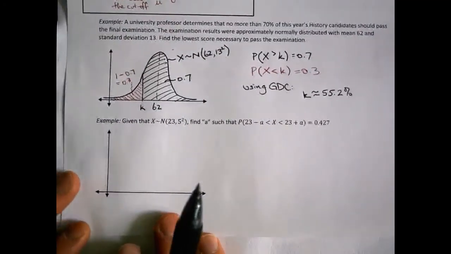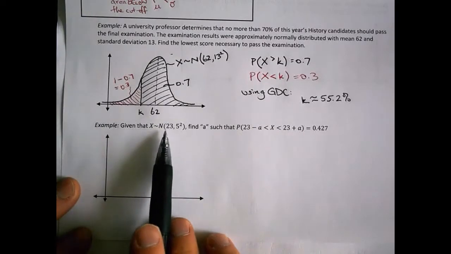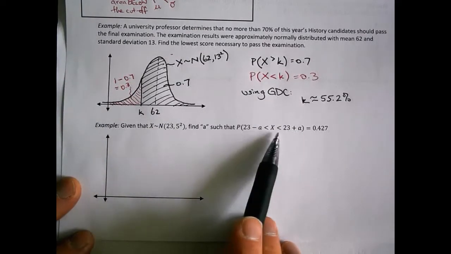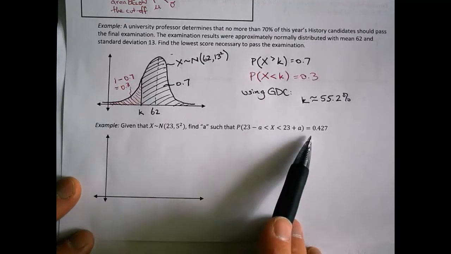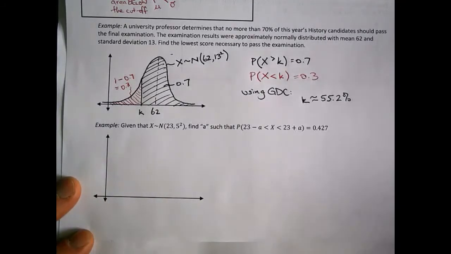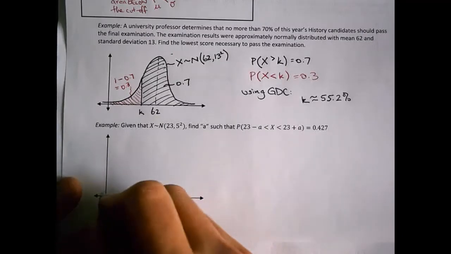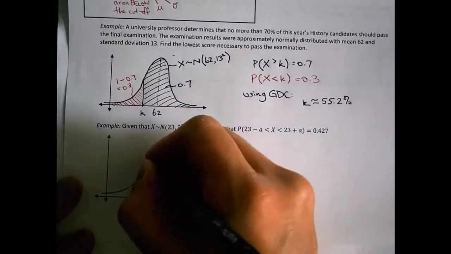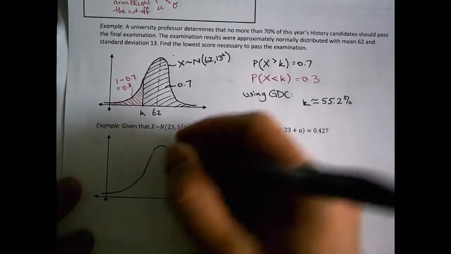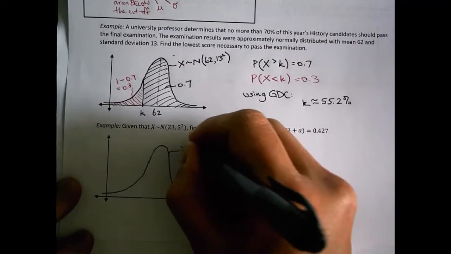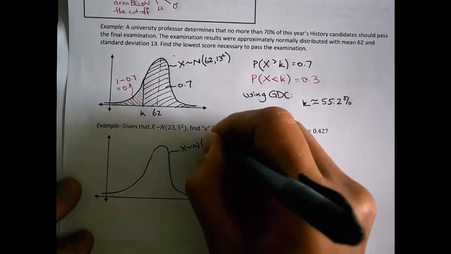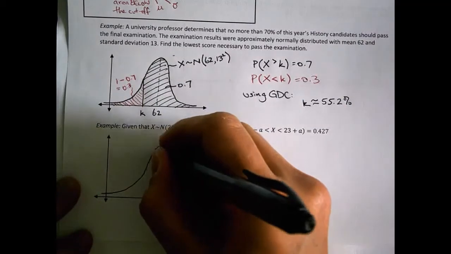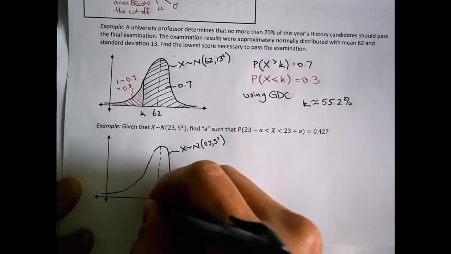Okay, let's do another question. So we have a normally distributed function, and we want to find a such that the area between these two values is 0.42. Okay, so let's draw my standard normal distribution. Well, we know this is x belongs to N(23, 5 squared). Perfect. And okay, so we know the center value at least, it's 23.